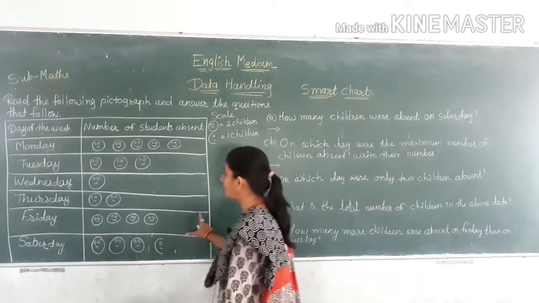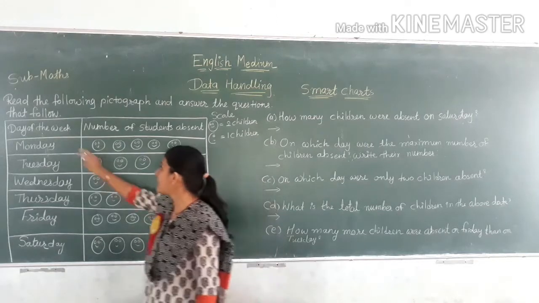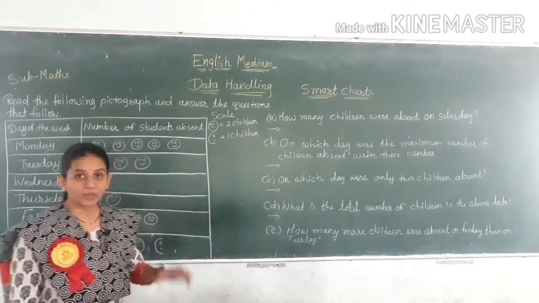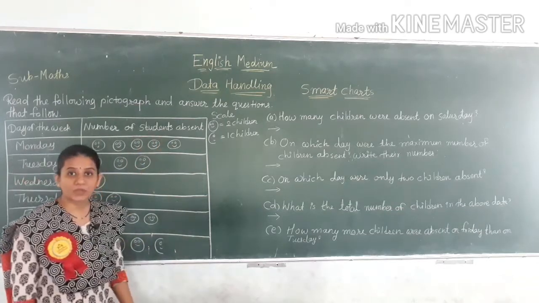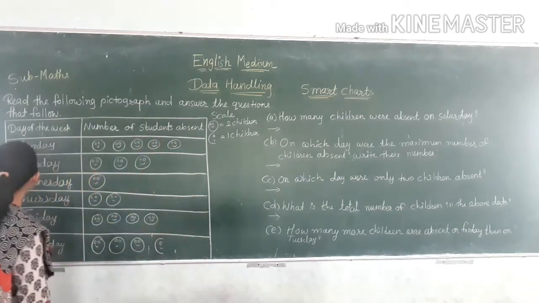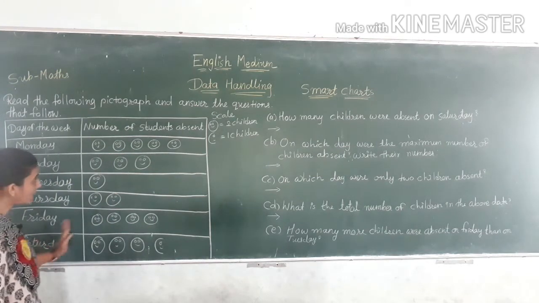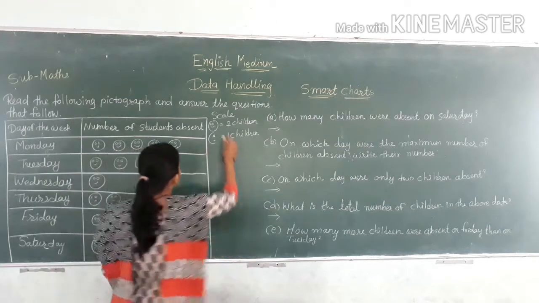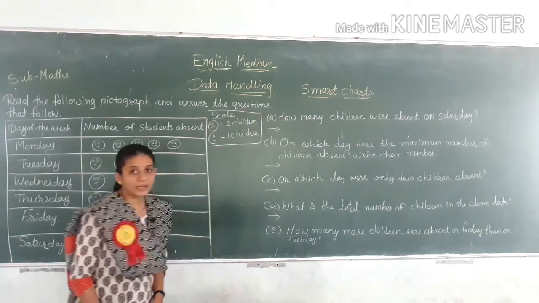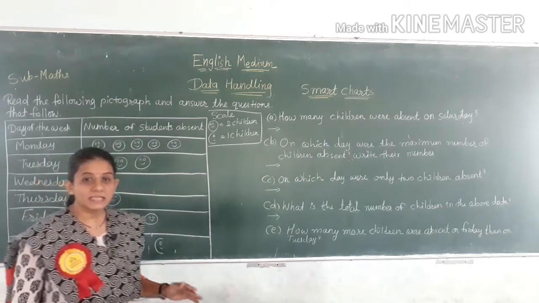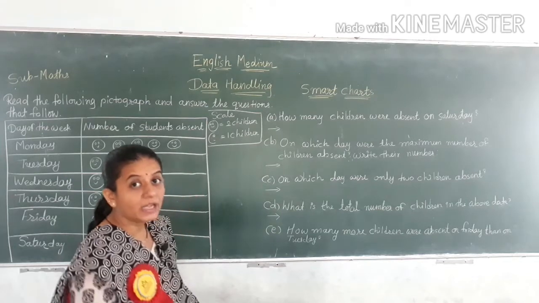It is called a pictograph. Here we are making a smiley. Day of a week, then number of students absent: Monday, Tuesday, Wednesday, Thursday, Friday, Saturday. Here the scale is given. 1 smiley is equal to 2 children and half smiley is equal to 1 child.